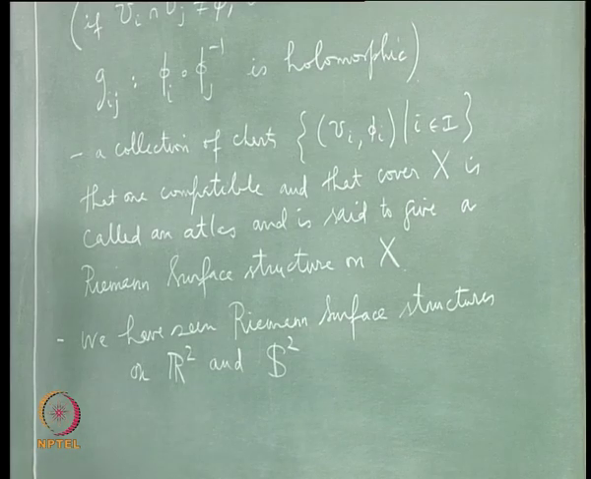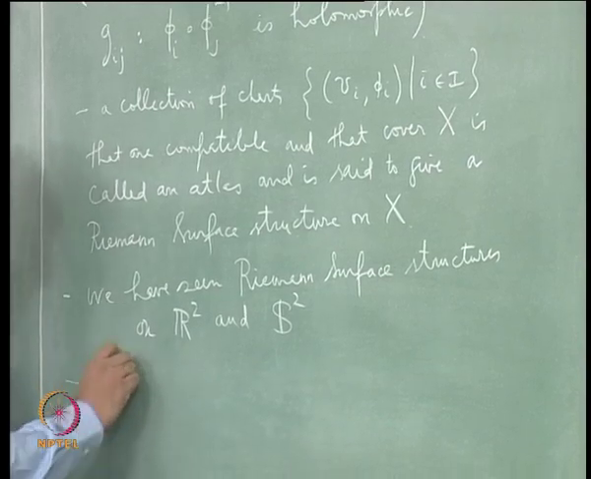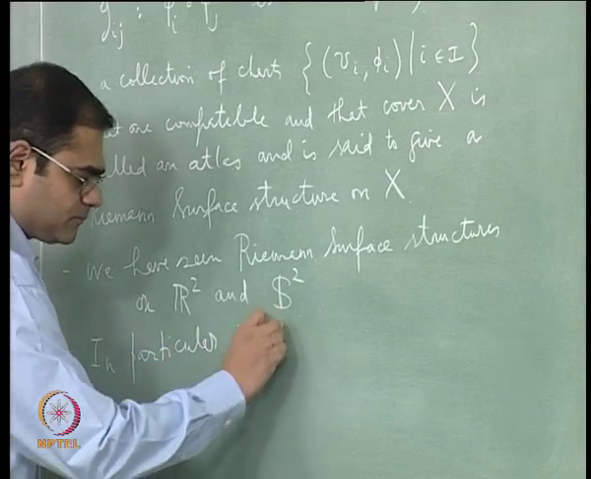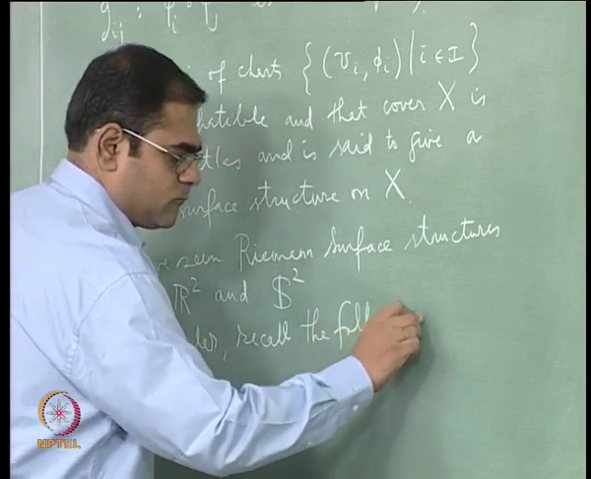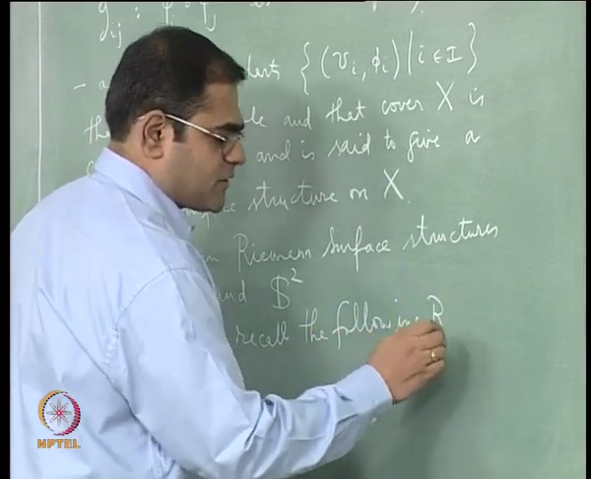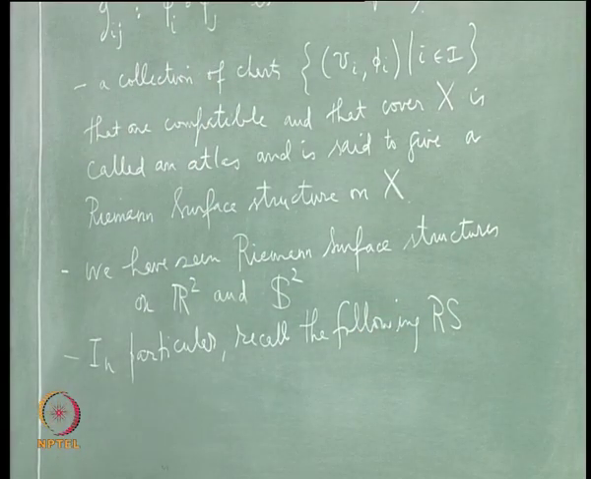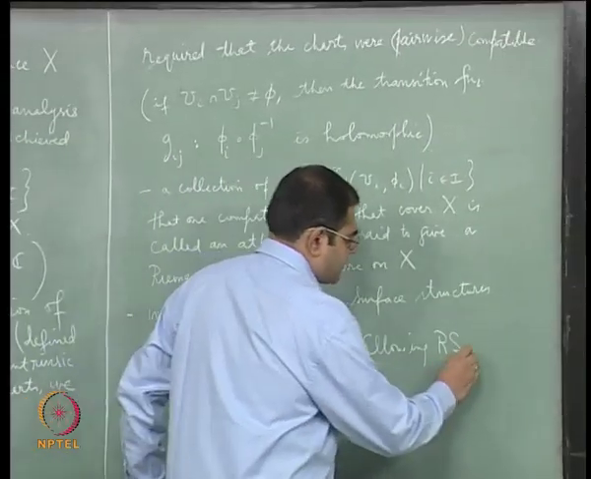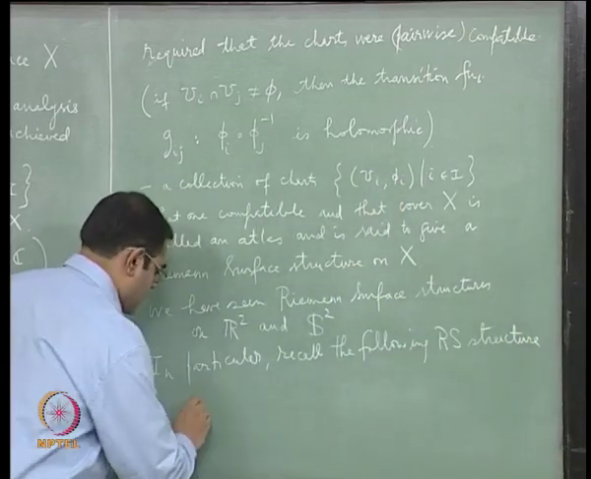So in particular, let me write that, recall the following Riemann surface structure. I will just abbreviate Riemann surface to RS so that I avoid writing it out all the time, and I can save some time. In particular, you recall the following Riemann surface structure on R2.